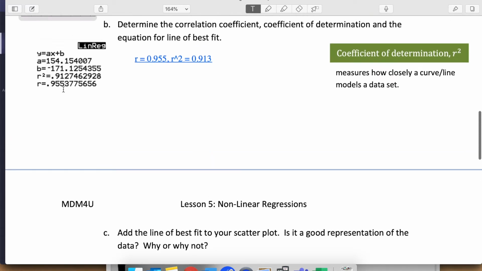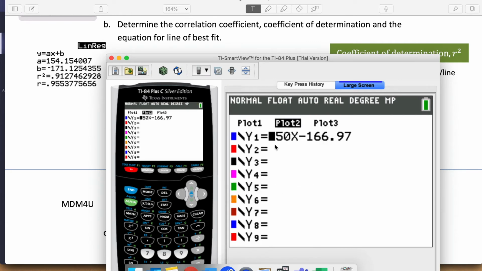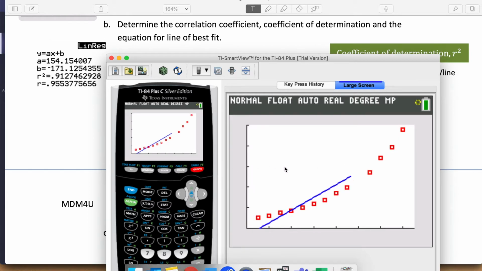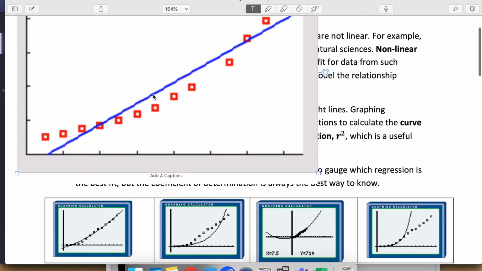So I'm going to put in this line. So if I do that, I go to Y equals, and I think oh no, I don't have it typed in right. So I've got 154.14007, and that's times x, and then minus 171.125. That one's less important because it's just the y-intercept. So now when I go to graph, we get this line. So I'm just going to copy it, and then we'll discuss it for a second. So if you take a look at this line of best fit, oops, where'd that go?